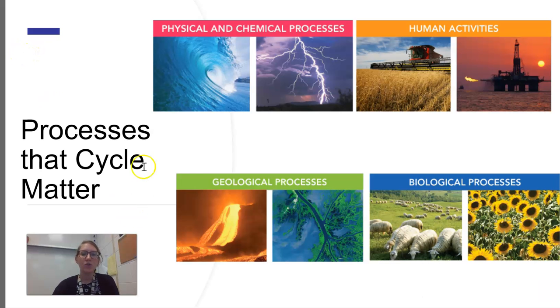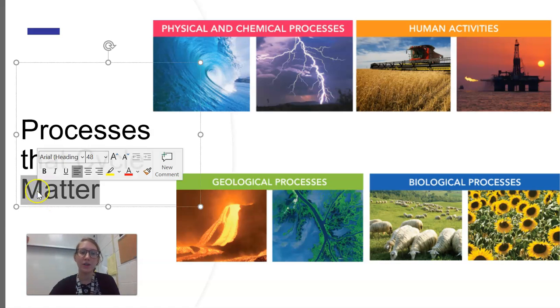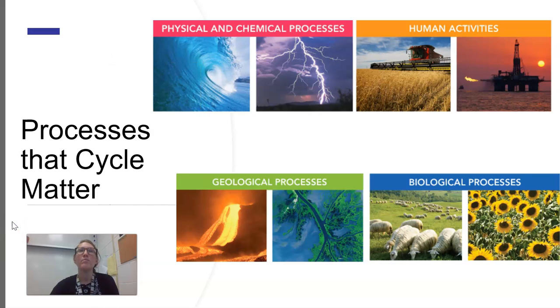So, processes that cycle matter. We've already talked about processes that cycle energy, or how energy flows through an ecosystem. Now we're going to look at how matter, so things that are atoms or minerals, molecules, those types of things, can go through an ecosystem and are cycled through it. By cycling, we mean that it will basically always stay in there and will just maybe change forms.